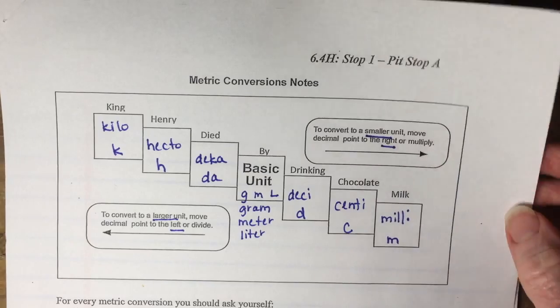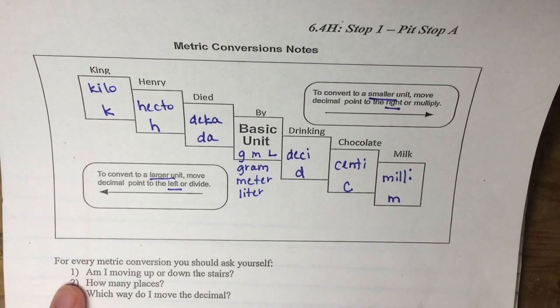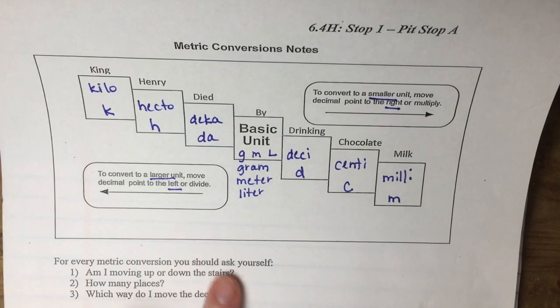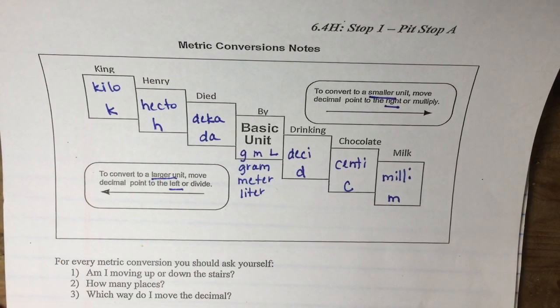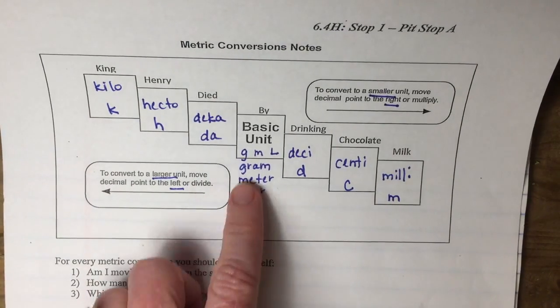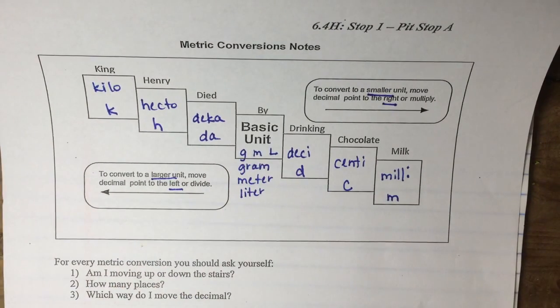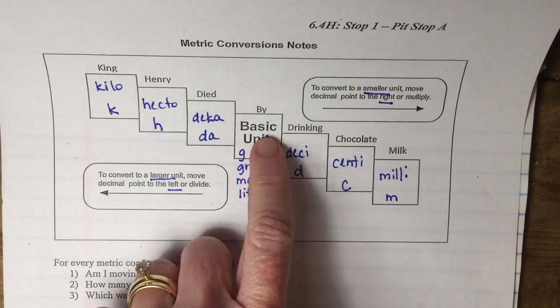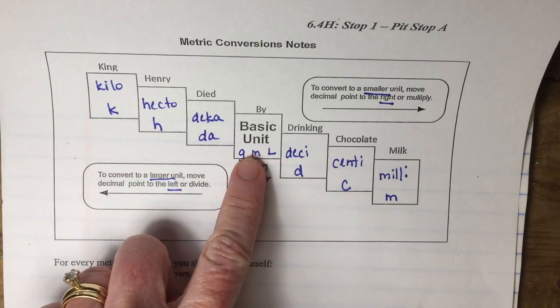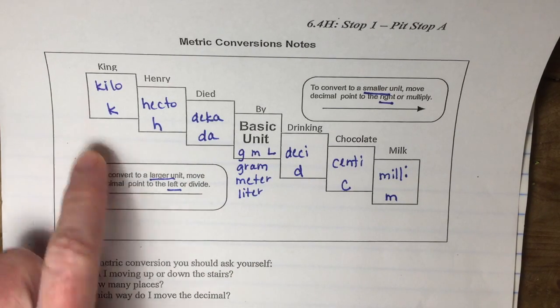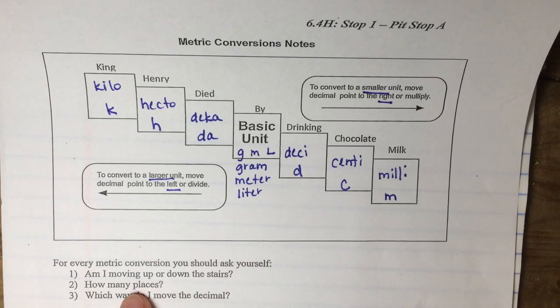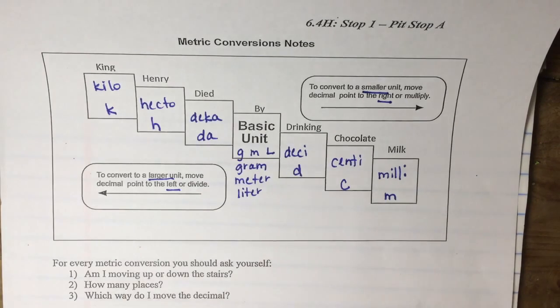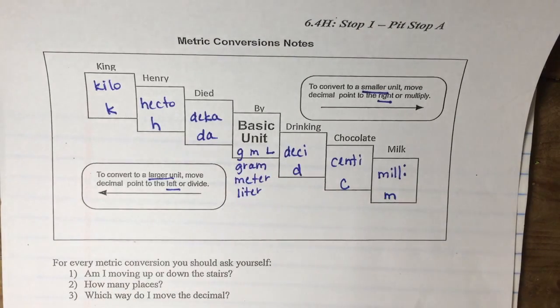So let's see how this works. All right, so for every metric conversion, you should ask yourself these 3 questions. Am I moving up or down the stairs? And what they mean by this is we've arranged our prefixes sort of like a staircase. If you're moving in the direction of the smaller units, then you're going to be moving your decimal point to the right. And if you're going from, let's say, a meter to something larger, then the decimal is going to be moving to the left because you're moving to a larger unit. You also want to know how many places you're moving up or down the stairs, and then which way you move the decimal. And the way you move the decimal will be determined by which way you're going up or down.